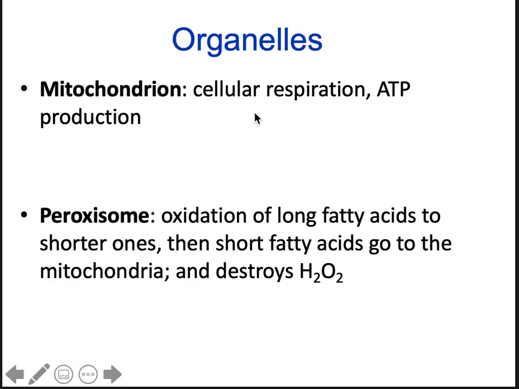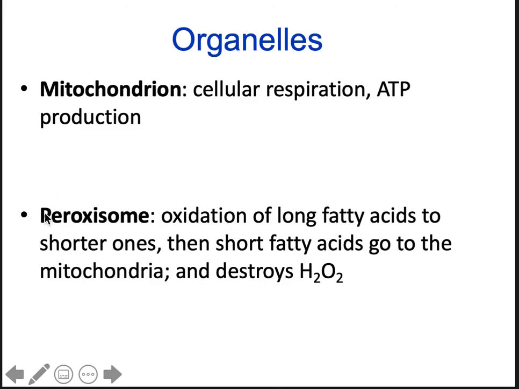The mitochondria I started to talk to you about, it's the site of the last two parts of cellular respiration, where you'll have the Krebs cycle, and then you'll have the electron transport chain. And the electron transport chain is a series of proteins embedded in the inner membrane. So the mitochondria also is a double membrane organelle, and that's where all of our ATP is produced for our cell.